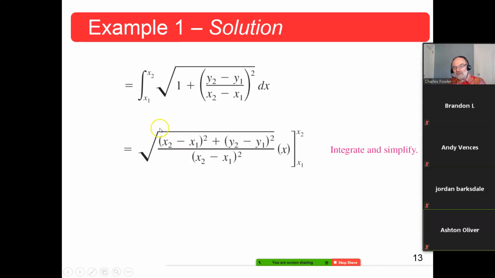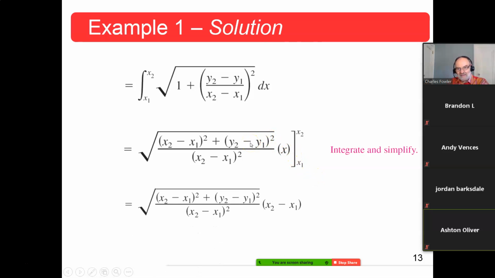Okay? But remember, these are all constants. So basically, this whole thing could come outside the radical. And that just leaves your integral of dx. Well, the integral of dx is x. So it's this constant times x evaluated from x1 to x2. Okay? Well, we're going to plug in x2 here, minus x1 for that, all times that. And what that gives us is this.